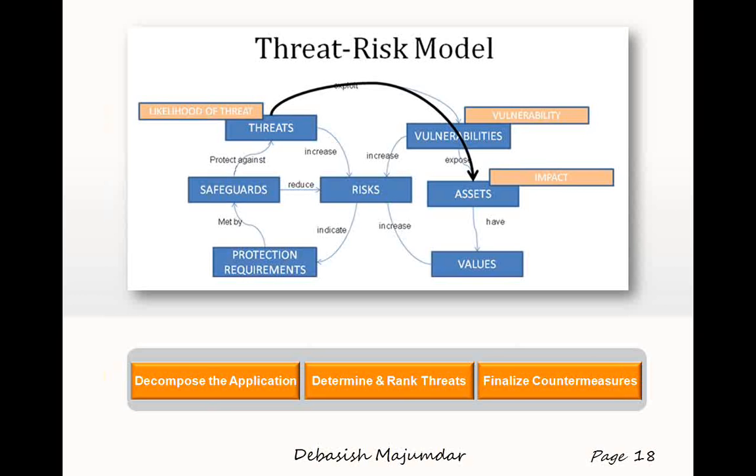A threat exploits vulnerabilities and also increases the risk, and risk indicates the protection requirements. Protection requirements are met by safeguards, and safeguards protect against the threat. On the other side, vulnerabilities increase the risk, and the risk again increases the values of the assets. So this is the typical threat risk model.